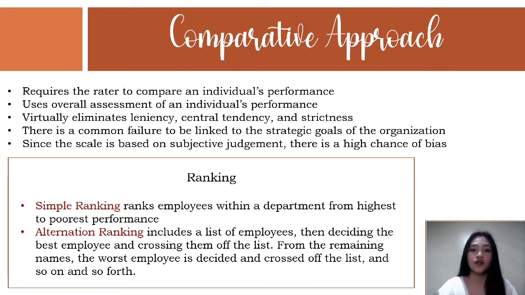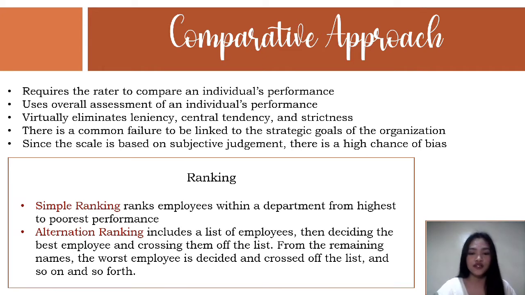It is usually done in the case of firms with a small group of employees that have similar job profiles. There are 3 methods in comparative approach. The first one is ranking. There are 2 types of ranking, the simple and alternation ranking. In simple ranking, employees are ranked within a department from highest to lowest performer.